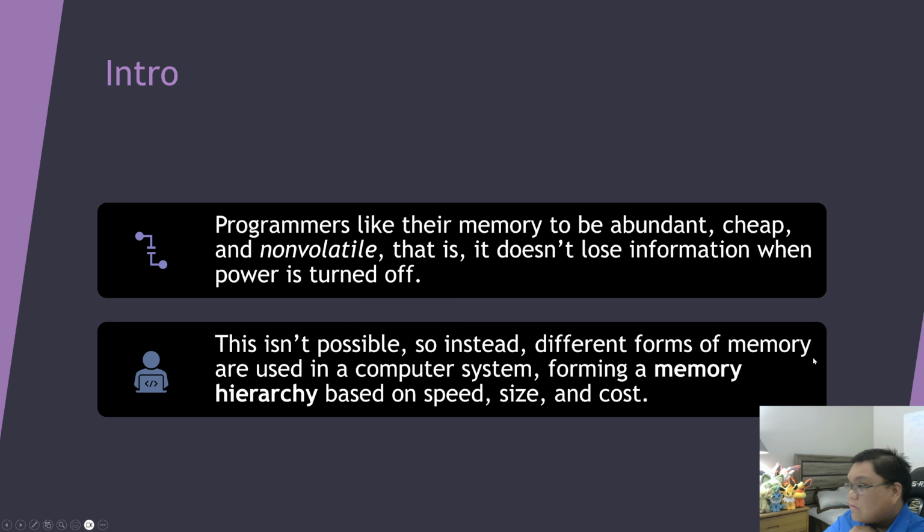So, if we think of us as programmers, we like our systems to have abundant, cheap, non-volatile memory. Non-volatile meaning if we lose power to our computer system, say we turn off our computer system, any data stored on it isn't lost. This isn't possible, so we have different forms of memory used for different purposes, forming a hierarchy of memory based on speed, size, and cost.